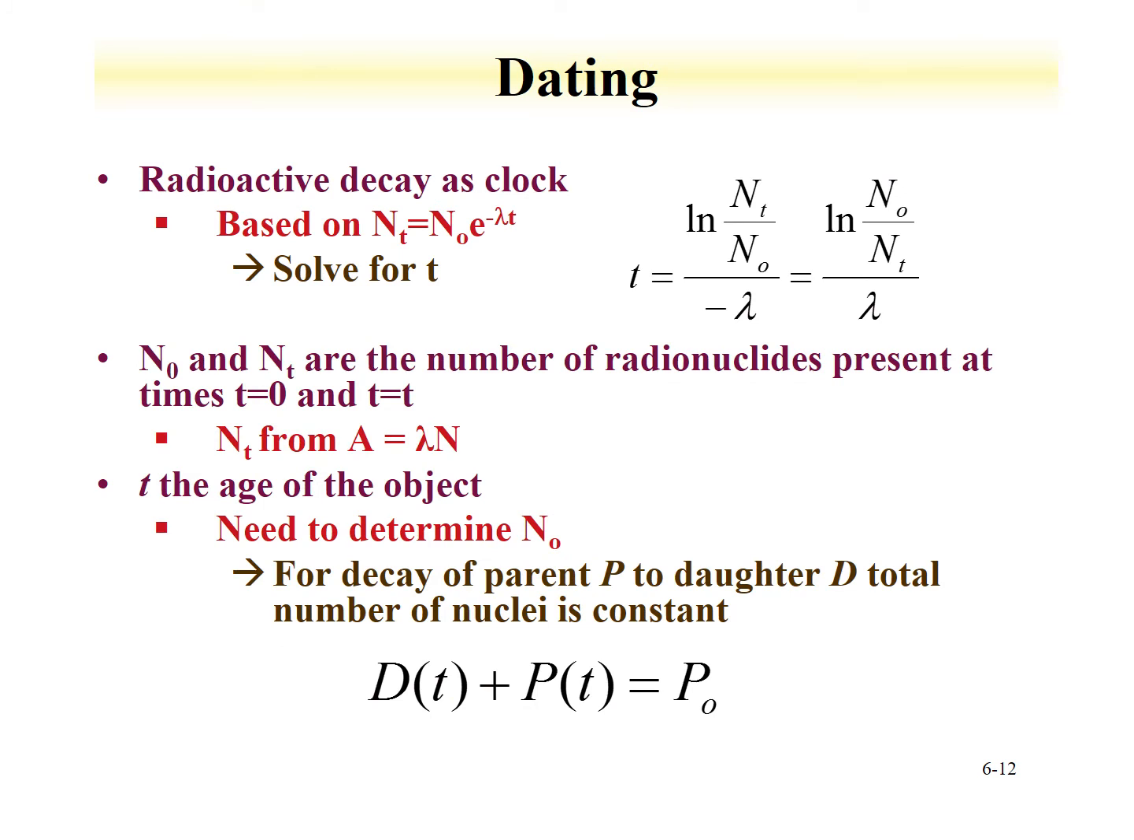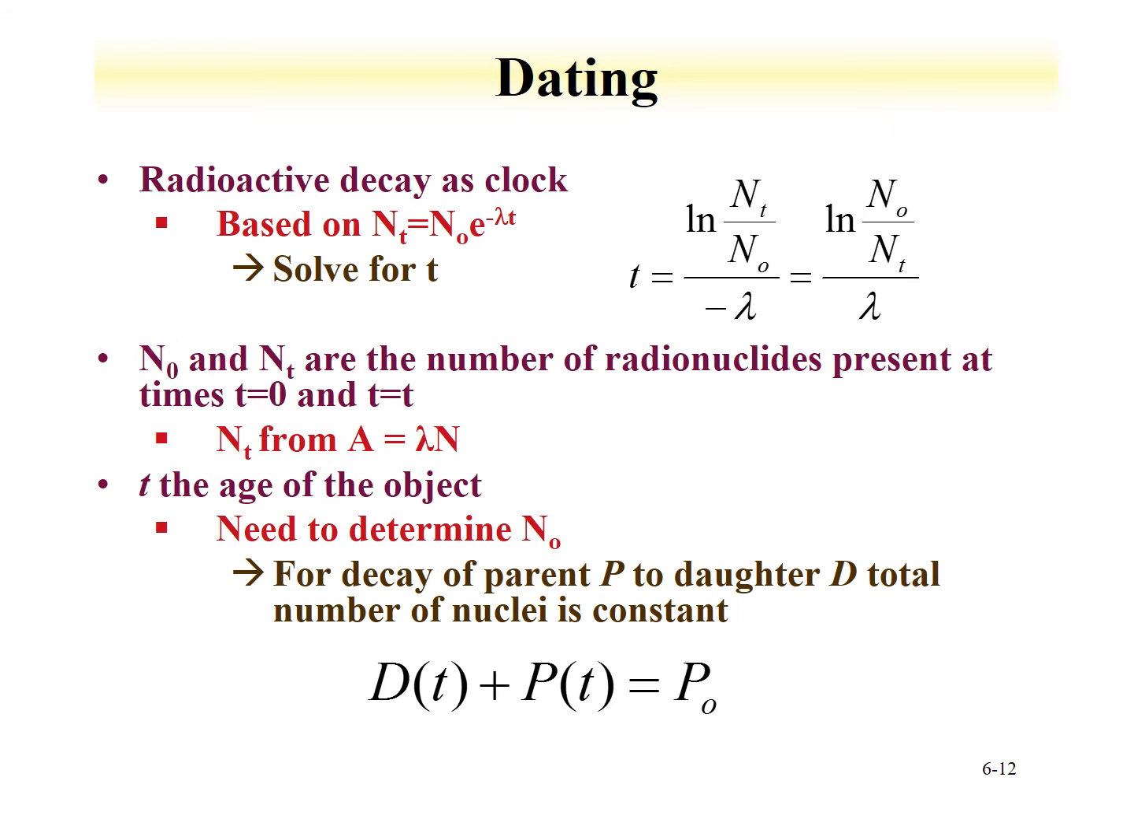So fundamentally, dating just works as a clock. All I'm doing is solving: the number of atoms at time t is equal to the number of initial atoms, e to the minus lambda t. If I know the number of initial atoms and the number of atoms at time t, I can solve for t. Obviously N_t I can measure because we're at time t. What I don't know is the number of atoms that are initially present.